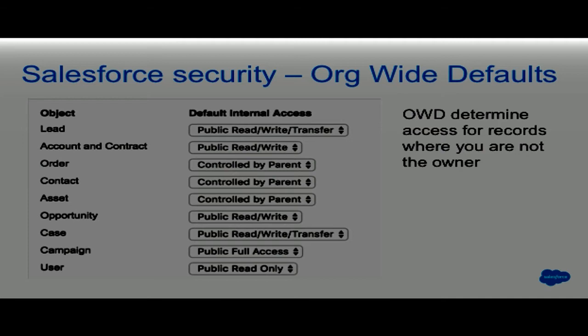Now, another important topic in Salesforce security are the org-wide defaults, often referred to as OWD. OWD determines what happens in terms of access for any records where you are not the owner. So every single record in Salesforce of any type, whether it's a standard object or a custom object, has an owner. And the owner of any record can, of course, always access that record. But what about the other people who aren't the owners? So the org-wide defaults cover those situations.